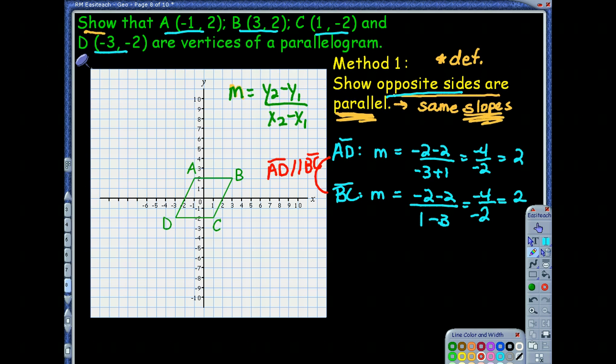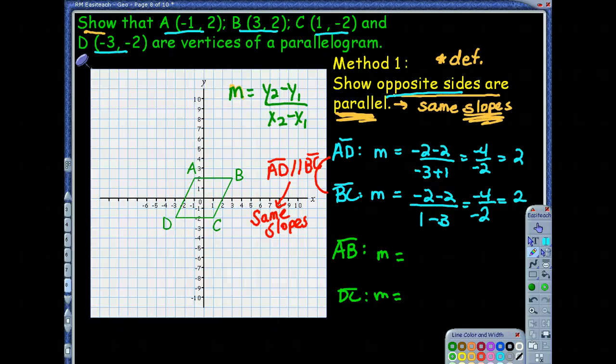Now, if they ever asked you to explain, which we're pretty good about asking you to do, you would say, well, why are these parallel? Because they have the same slopes. That's kind of the idea. So we're going to keep going with the other pair of sides, AB and DC, and do the same thing. I'm going to go through this one a little quicker. And again, guys, you can pause it and check it with us.